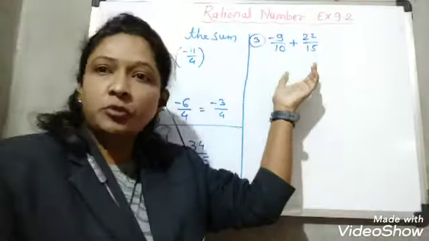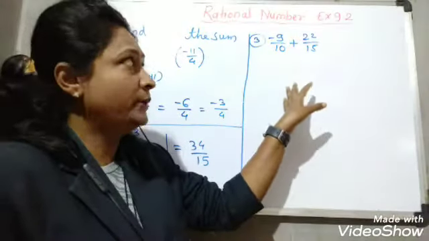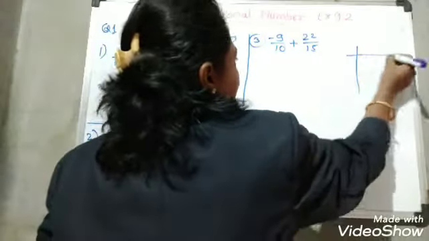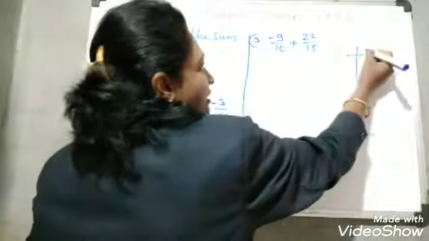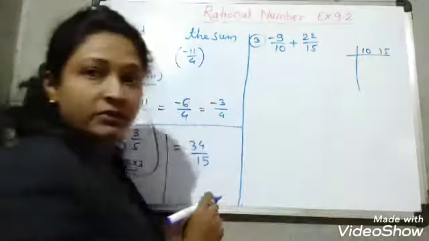See, for this example only I am giving you how to find the LCM. But in the remaining examples, I will directly write the LCM. For this example I am showing you how to find the LCM. So see, we will find the LCM of 10 and 15.